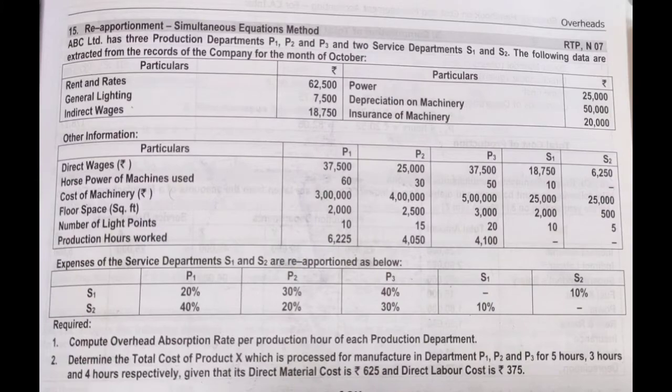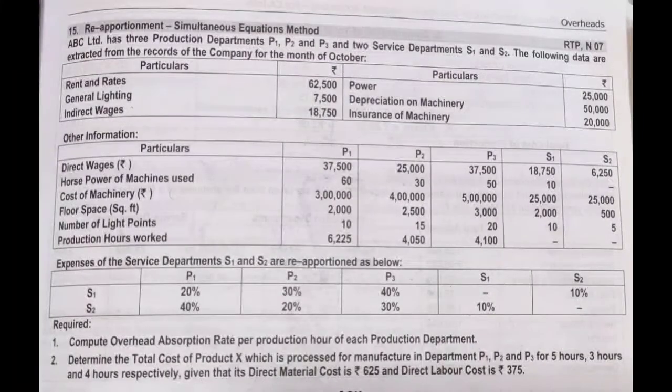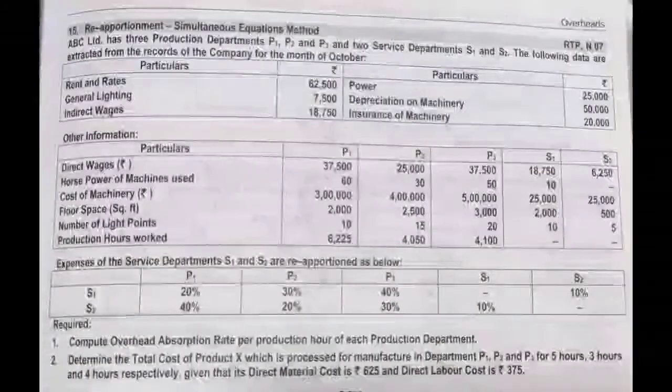But on what basis do we have to distribute? The points are also given here. The direct wages for all departments, including service departments, have been given. Direct wages for P1, P2, P3 and then service departments S1, S2 are all given. And then the horsepower of machines used: 60, 30, 50, 10. That means it is the horsepower of machines used in every department. So the common expenditure, for example power charges, are to be distributed in this ratio.